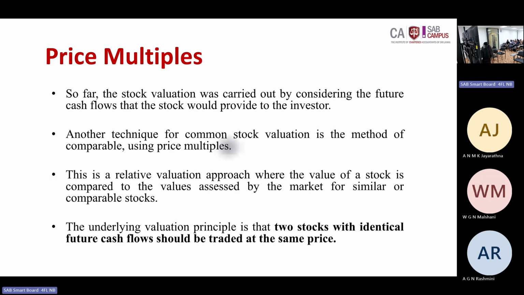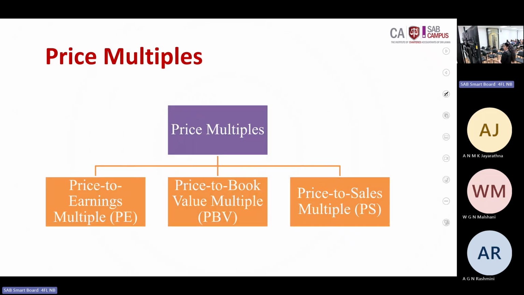So we have three comparables actually. The companies are calculating the price to earnings ratio, the price to book value ratio, and the price to sales ratio. These are the ratios calculated by the firms.